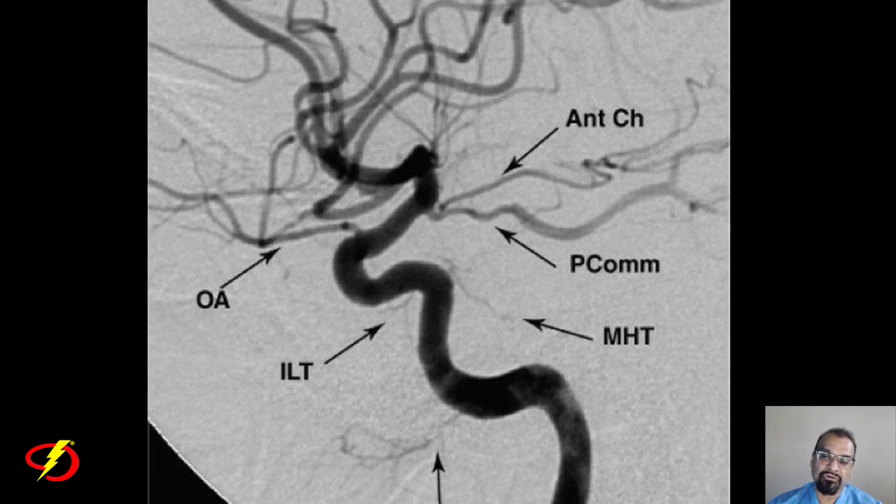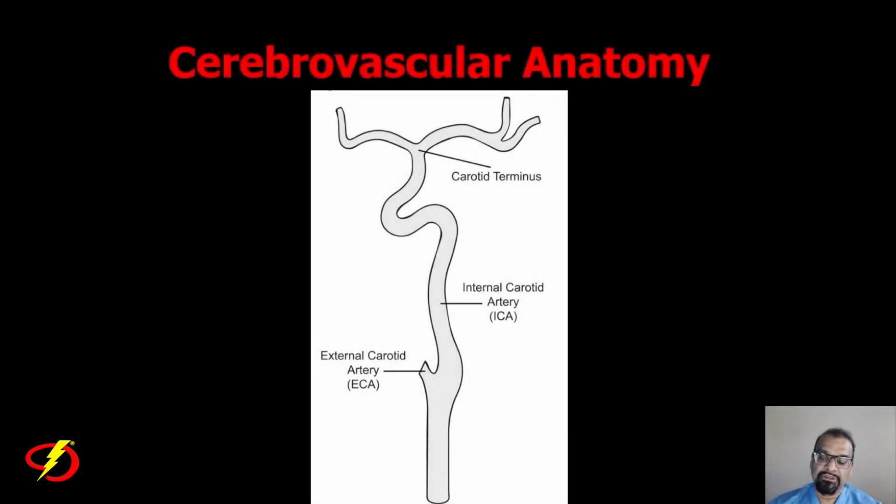This is all intradural. What comes after the ophthalmic artery? The posterior communicating artery. And after that is the anterior choroidal artery. So just by identifying this bend, this genu, we could identify the ophthalmic artery, the posterior communicating artery, and the anterior choroidal artery. The carotid artery terminates in the carotid terminus, and we form the middle and anterior cerebral arteries, which we will discuss next.